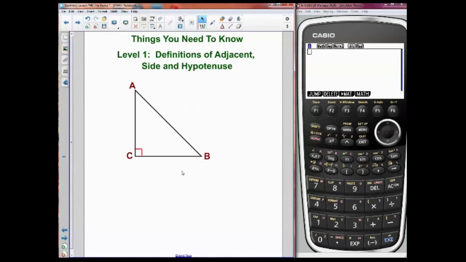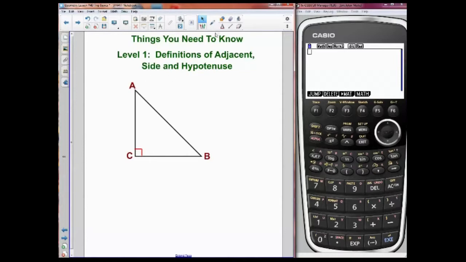So let's get to our first example. The first thing you need to know is how to find the adjacent, the hypotenuse, and the opposite side. Okay? So what we have is, let's just take a look at angle A. We never really look at the 90-degree angle. We're going to explore more of that in later courses. But we're just going to look at the two acute angles, angle A and angle B.